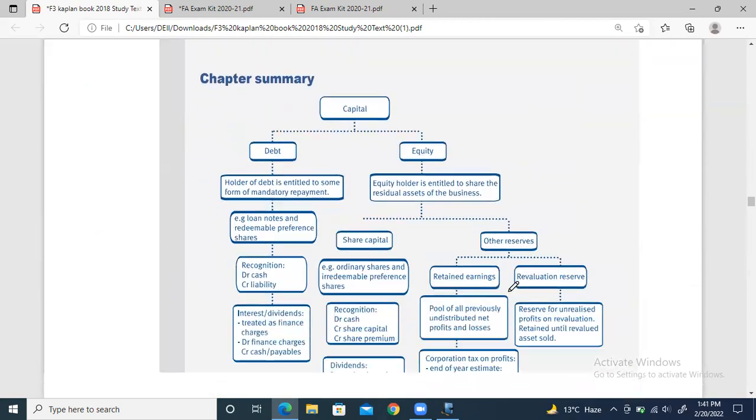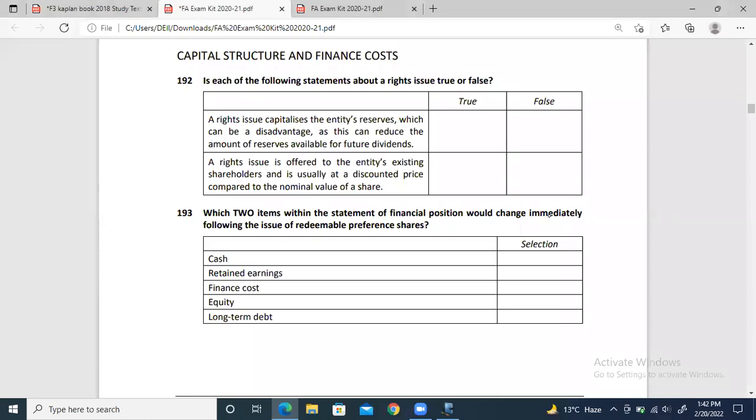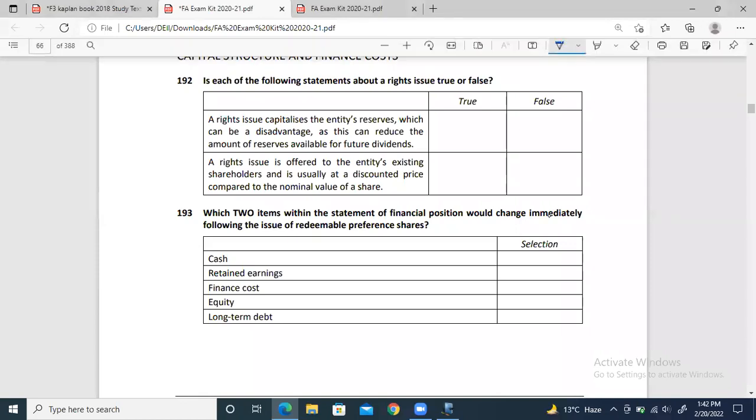There is nothing else remaining. As you can see, the chapter is finished. Now, let's move on to the kit questions, right? And let's start doing the Kaplan kit for this topic. Okay, now let's start with the Kaplan exam kit questions.